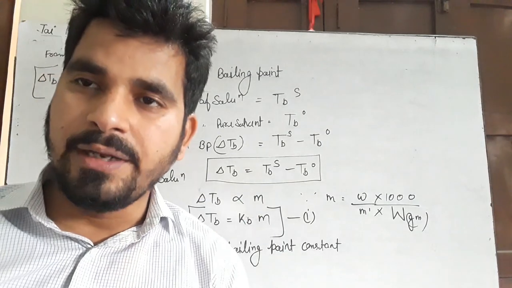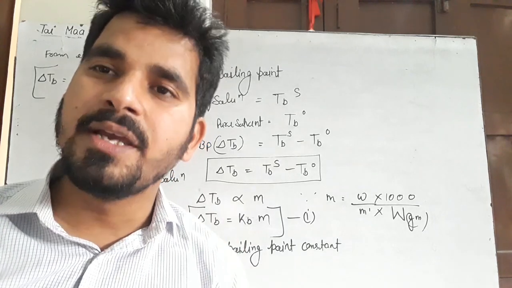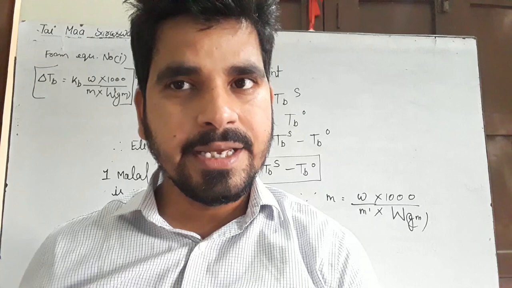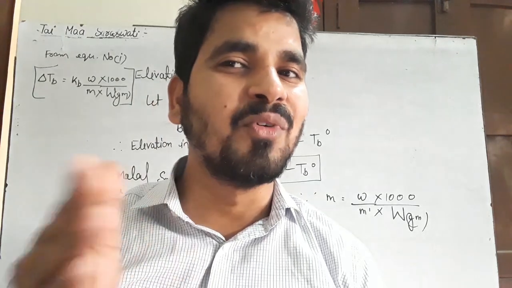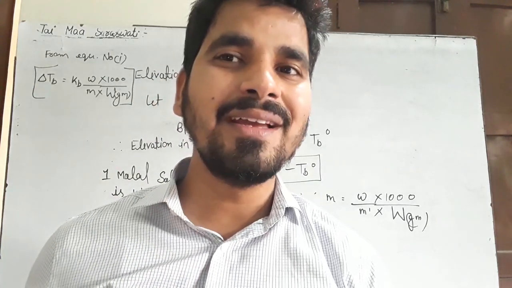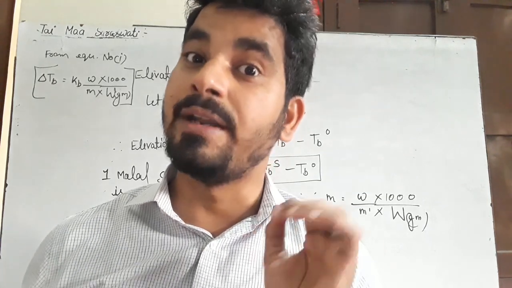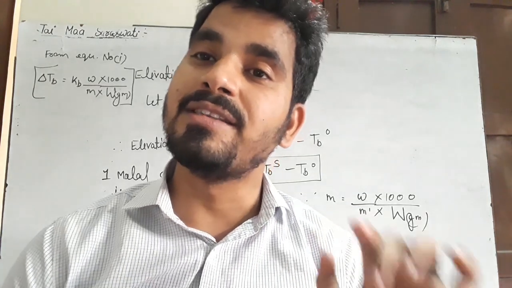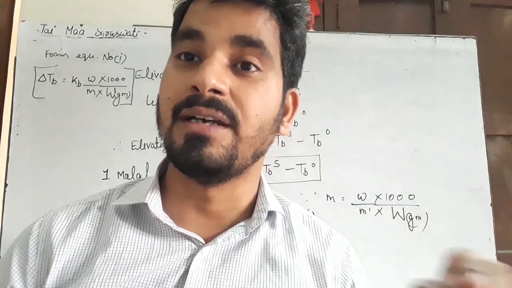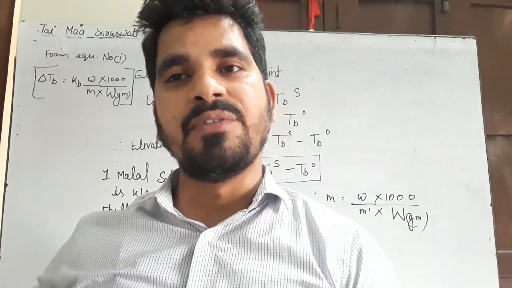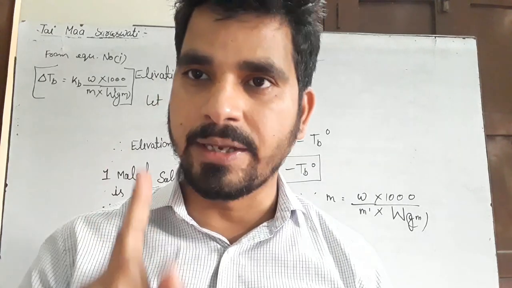Elevation in boiling point is one of the colligative properties because it depends on molality, which is dependent on the number of moles of solute particles. Whenever any property is directly proportional to the number of solute particles, and not on their nature, it is said to be a colligative property. That is why elevation in boiling point is also a colligative property.